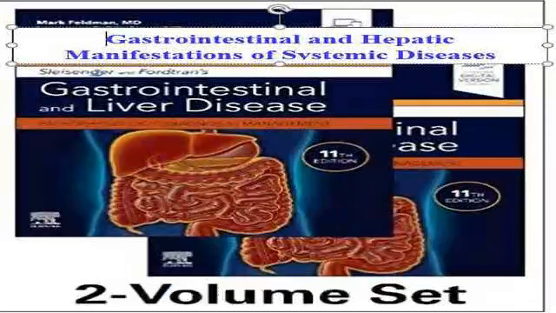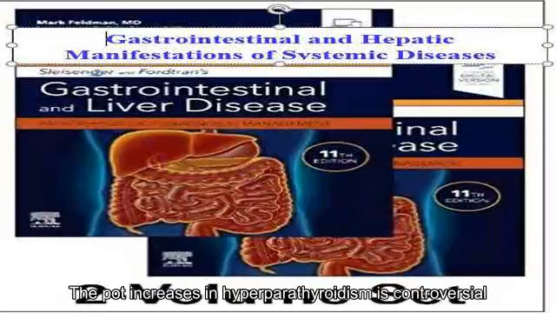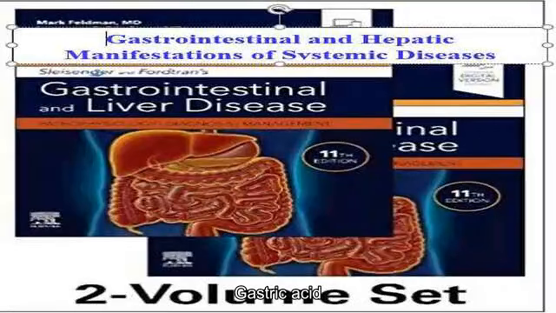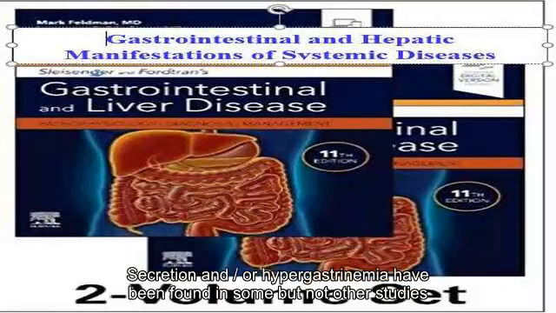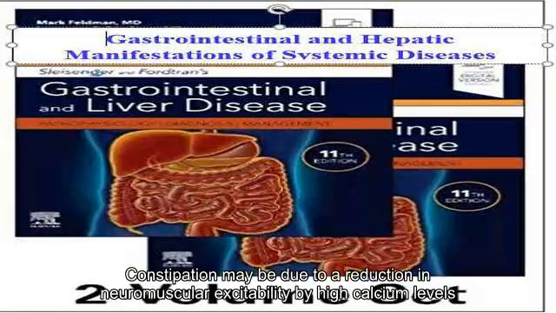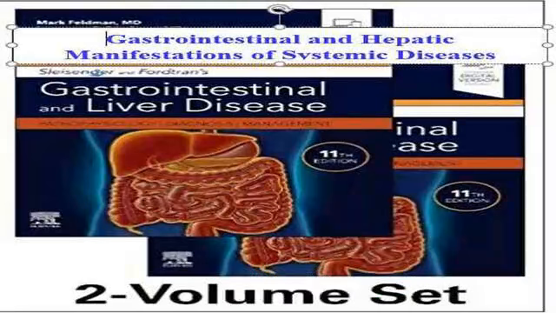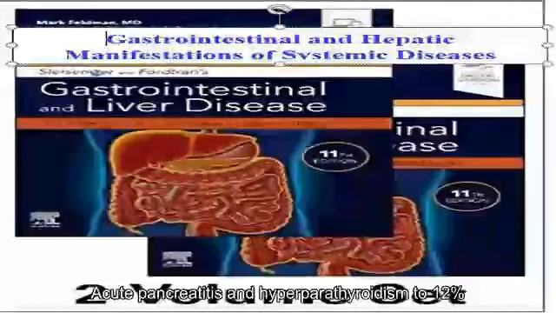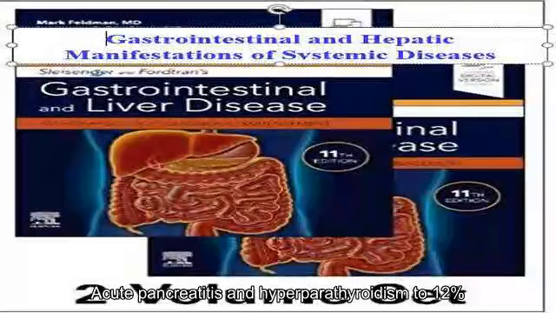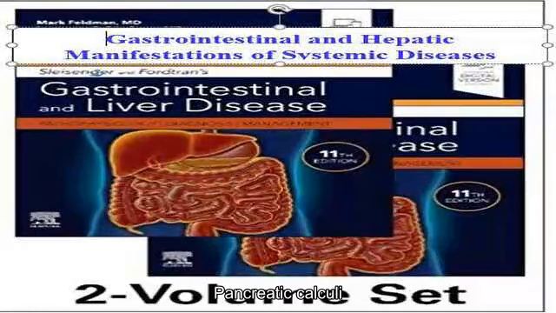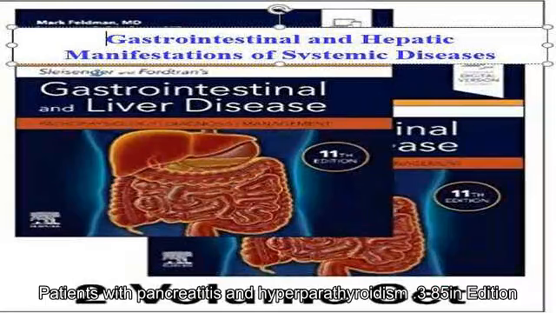Whether the incidence of PUD increases in hyperparathyroidism is controversial. Gastric acid hypersecretion and/or hypergastrinemia have been found in some but not other studies. Constipation may be due to a reduction in neuromuscular excitability by high calcium levels. The incidence of acute pancreatitis in hyperparathyroidism ranges from 1% to 12%. Pancreatic calculi, mainly intraductal, have been noted in 80% of patients with pancreatitis and hyperparathyroidism.